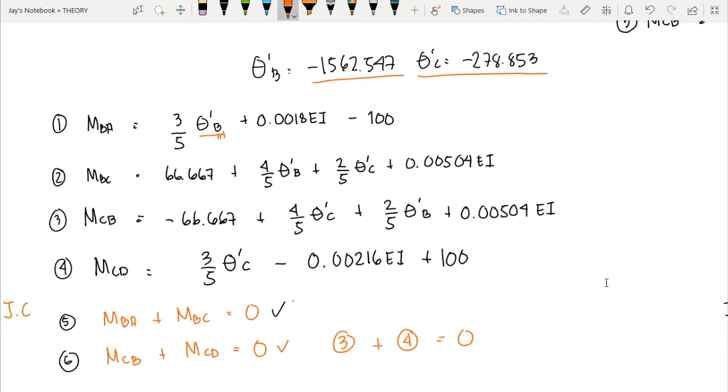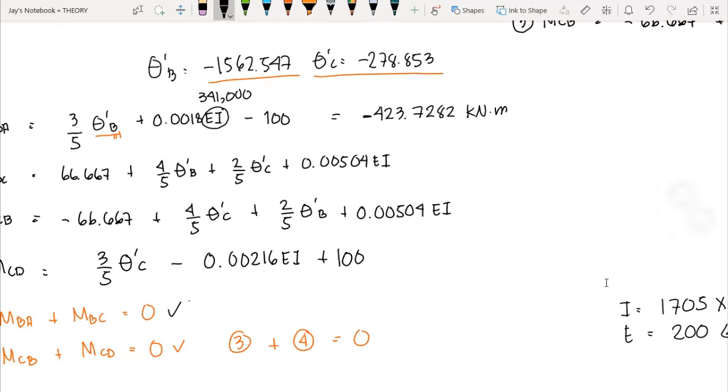By computing the member end moment using the computed values, we would get the value of MBA, which is equal to negative 423.7282 kilonewton meter. Again, you use the value of EI here as 341,000. Now since we have a negative value, that means the moment BA is 423.7282 and the rotation here is clockwise. This is clockwise because we came up with a negative answer.